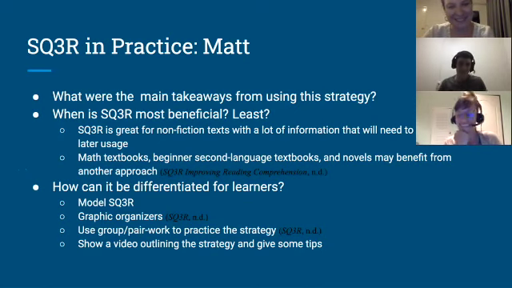So I just want to talk about some of the main takeaways that we all got from using this strategy. Let's start step by step. Surveying gives you the big picture of what you think you're going to learn about. If you're not doing this because your professor assigned it, but for your research, you may realize in the survey phase that you don't need to read this because it's not pertaining to your topic. So, just something to think about.